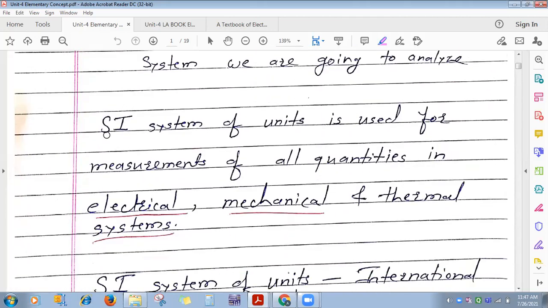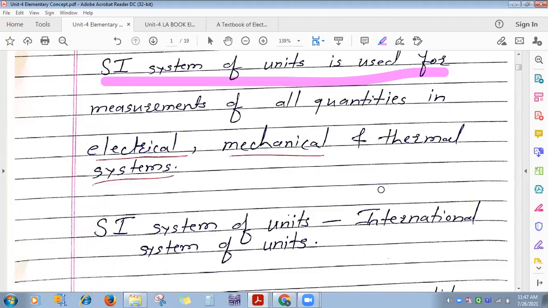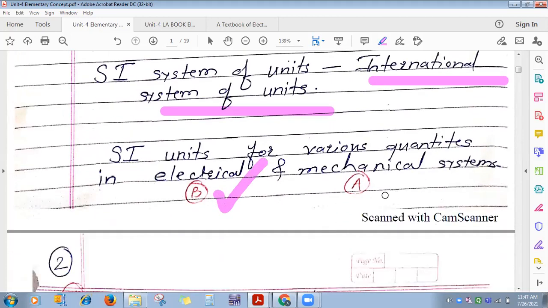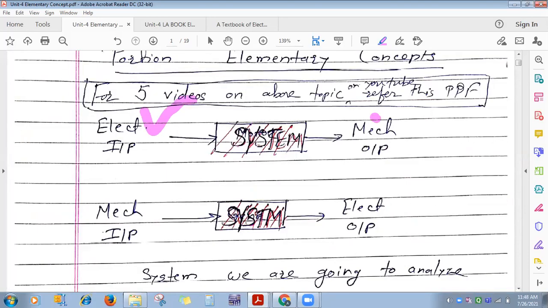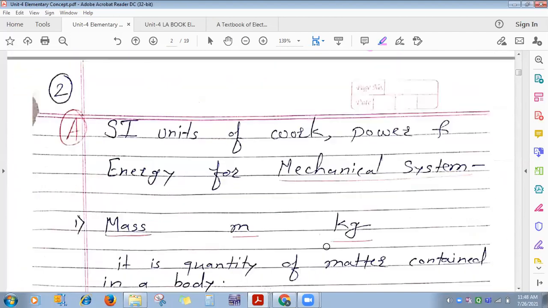Now, for this, we use the SI system of units. Whatever parameters we are going to see today, power, energy, torque, acceleration, angular frequency, the SI system of units is used for them. International System of Units it is called. For electrical and mechanical systems only you have to do this. Don't do the thermal system; it is not in your syllabus. Only the combination of these two: electrical is the input, mechanical is the output, or the reverse, mechanical is the input and electrical is the output.